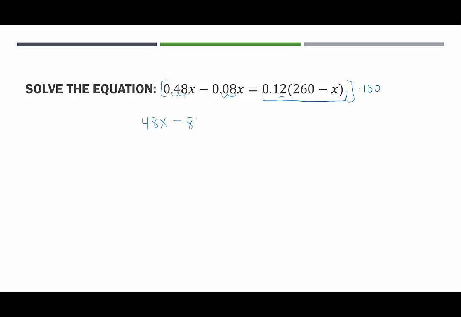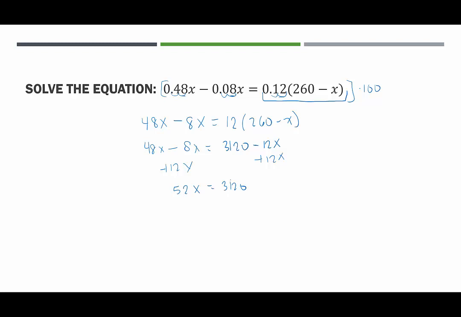minus 8x is equal to, and again, we're going to choose to multiply the 0.12, the 12 hundredths, by 100, and that leaves this alone. Okay, so now what do we need to do? We want to distribute. So we have 48x minus 8x is equal to, you might want to have a calculator handy, 12 times 260, which gives us 3,120, minus, distribute that 12x. I'm going to move this x to the left-hand side to join the other two x's. 48x minus 8x is 40x, 40x plus 12x is 52x. We get 52x is equal to 3,120.